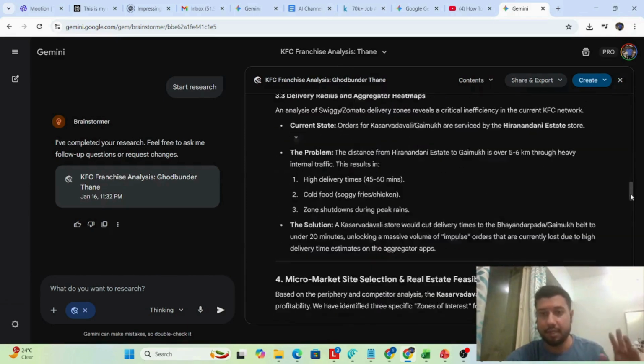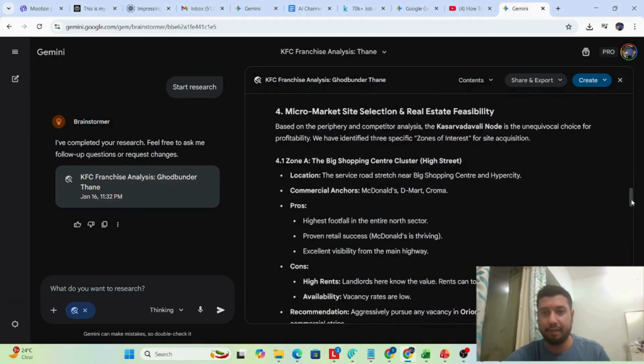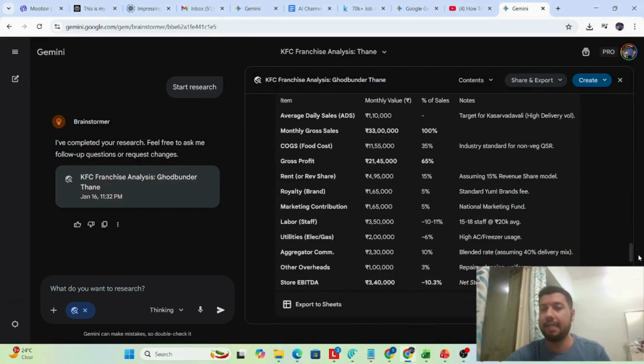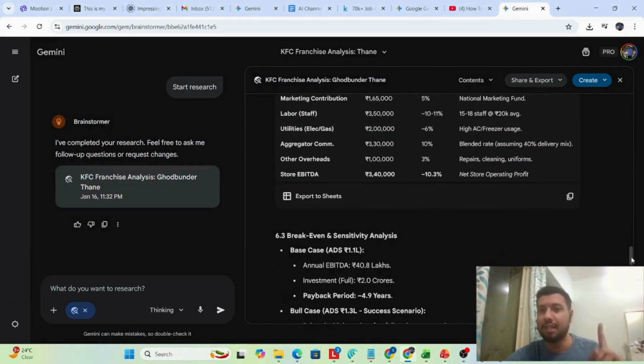I mean, it's incredible, and it also has some information about micro market size selection and real estate feasibility. This is the kind of detailing, and look at this, even the numbers are specified over here. Obviously there will be a slight plus or minus 10, but just look at the detailing that this tool does for you. So use it in the right way is all that I can say.